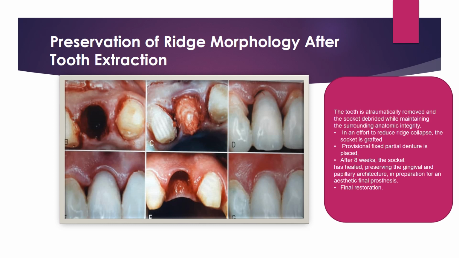Next, the provisional denture has been placed, a temporary ovate pontic has been placed, and with this regaining of the gingival architecture and the papillary architecture you can see in this picture. So then finally an aesthetic prosthesis has been given and this is the final restoration.